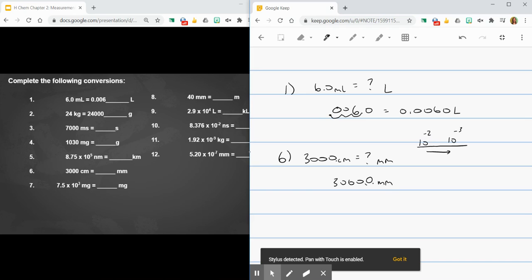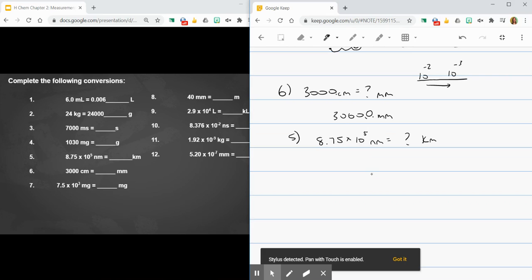Okay, and let's do this one, number 5. Combining what we just went over with our scientific notation, times 10 to the 5th nanometers equals how many kilometers? Okay, so we are going to, I'm trying to scroll up a little bit. There we go. So we are trying to go from nano to kilo.